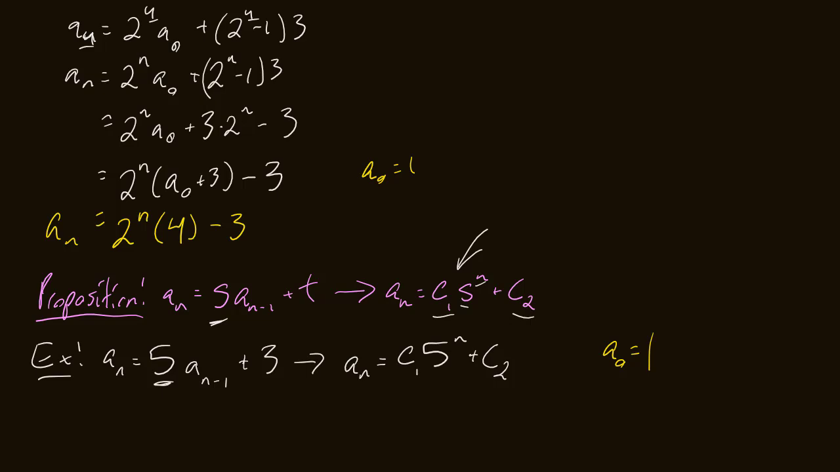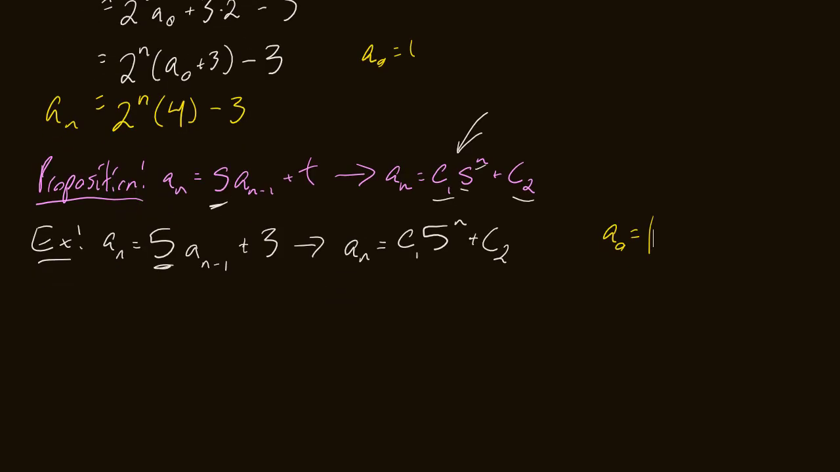Well, if a naught is equal to 1, let's stay consistent and write this in yellow. If a naught is equal to 1, then this is going to be equal to c1 times 5 to the 0 power, because that's what n is, plus c2. 5 to the 0 is 1, so this is just equal to c1 plus c2. Great. Now a1, right? What will a1 actually be equal to?